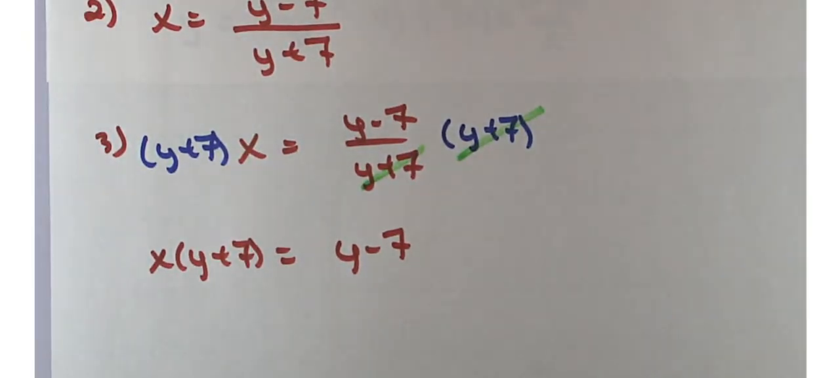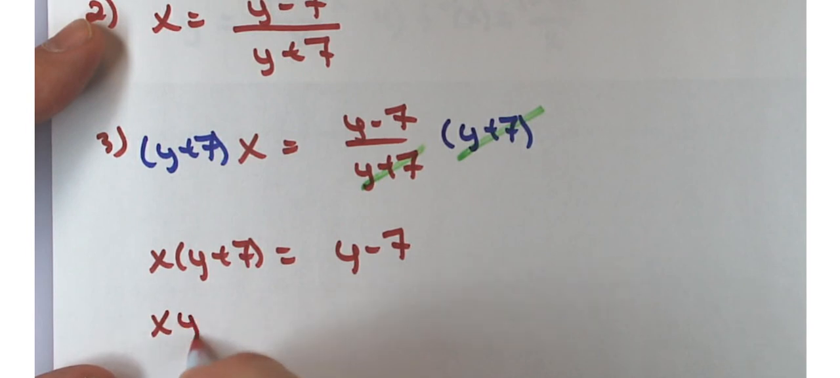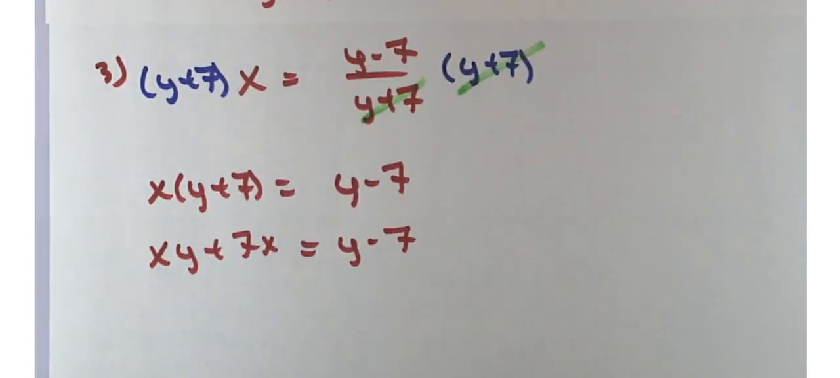Can you see this one's going to be a little bit trickier than the last one? We've got y on both sides. So I guess what I'll do first is I'll distribute and get xy plus 7x equals y minus 7. And now you've got to decide, which side of this equation do you want to put the y on? Do you want to put the y's on the left, or do you want to put the y's on the right? Where are we going to go with those?